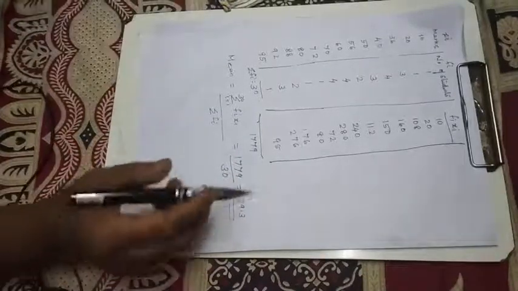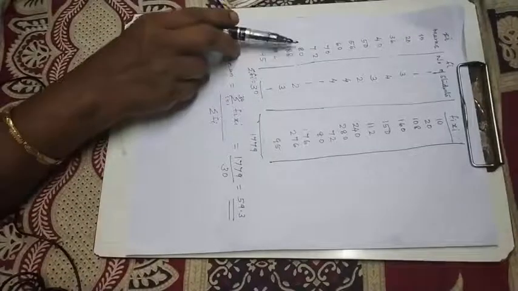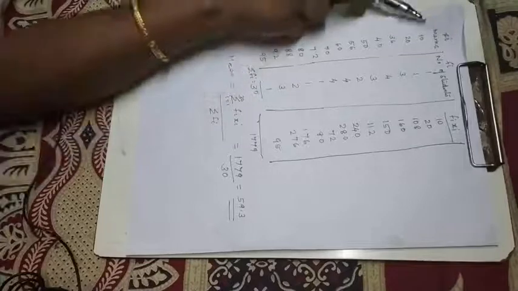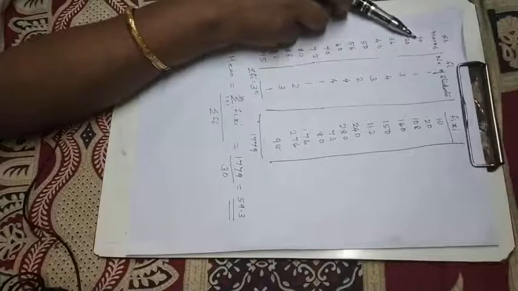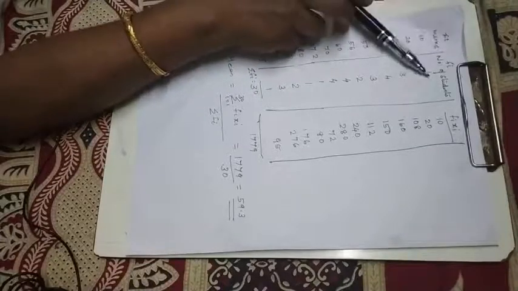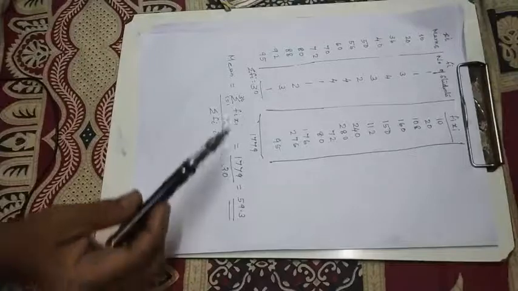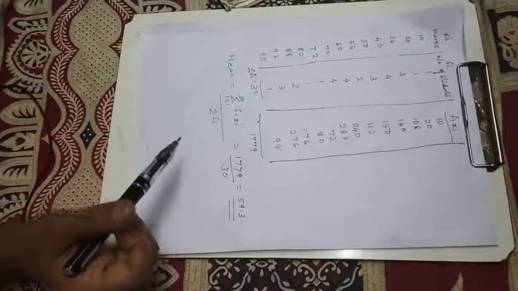So when grouped data like this is given, you have to take the marks, the class marks, then multiply them with the frequency, then add all of that, then divide by the total number of frequencies, which will give you the mean.